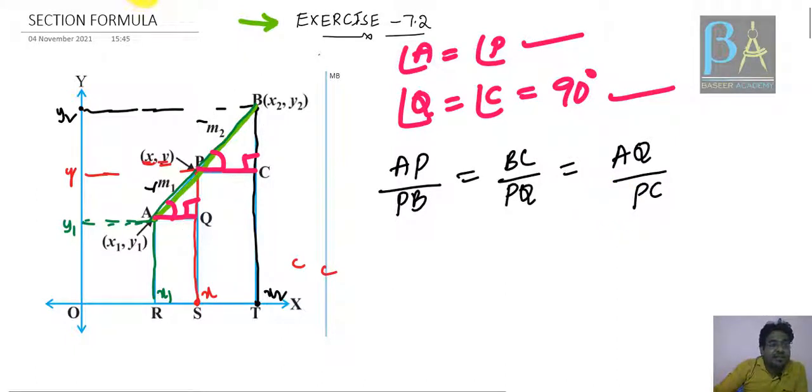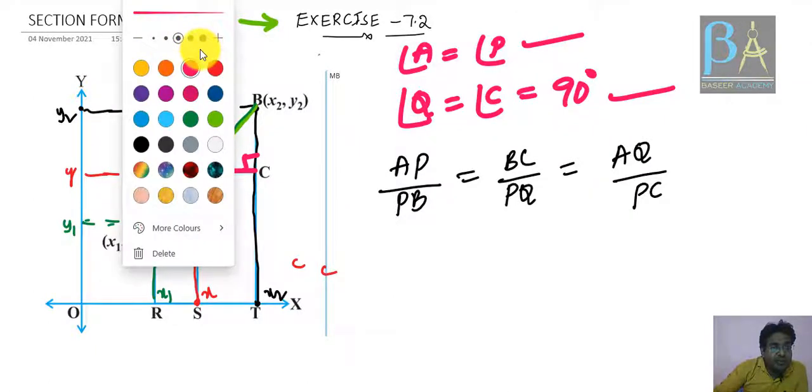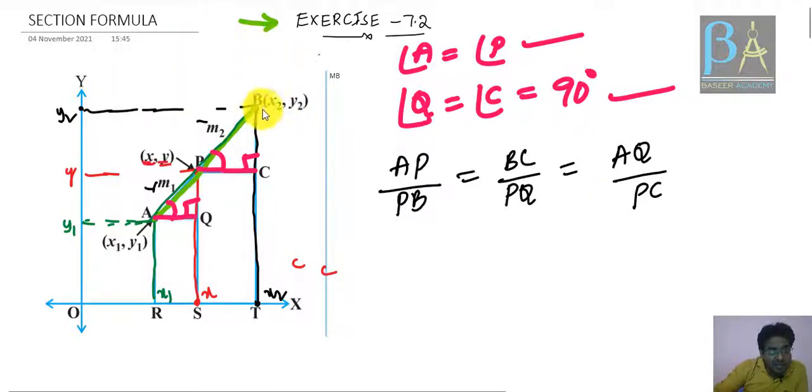What is AQ going to be? How much do you think AQ is going to be? Now you can see for yourself the coordinates of point B are x2, y2, which means if I move towards the x-axis, it should say x2, and if I move towards the y-axis, it should say y2. The coordinates of point P, we don't know the coordinates of point P.